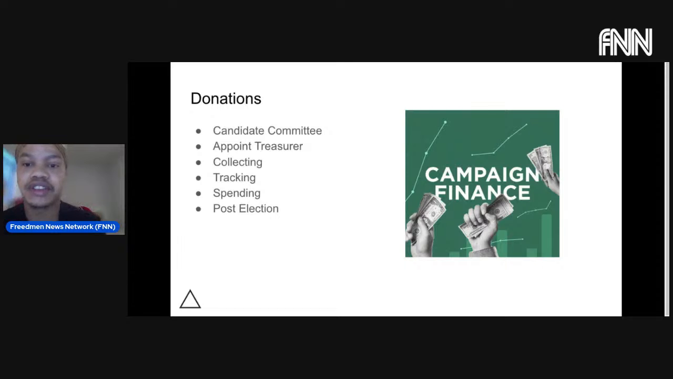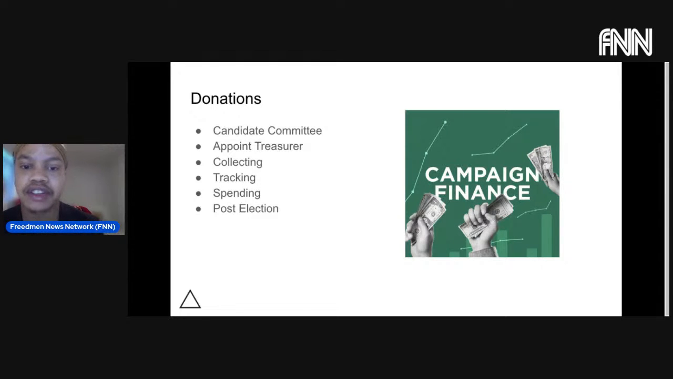On the donation side and campaign finance, you need a candidate committee, which is usually a political party. It can include the Freedmen Party, or it can include whatever party you're running under, or even a smaller group if you have a dedicated team that you're working with. You'll also need to appoint a treasurer. You'll need to collect, track, and spend donations. And there's specific rules on post-election spending.